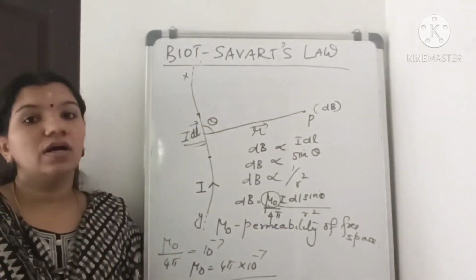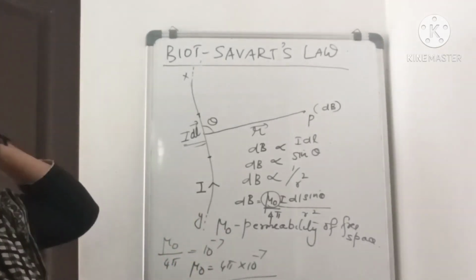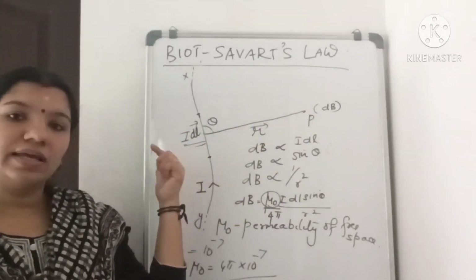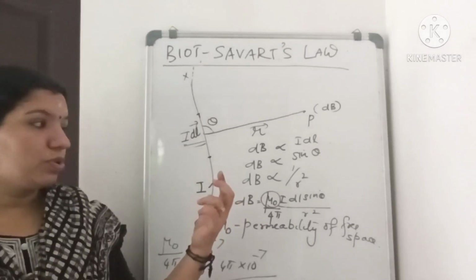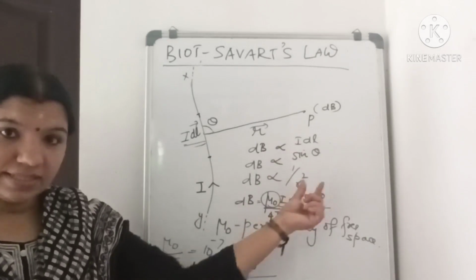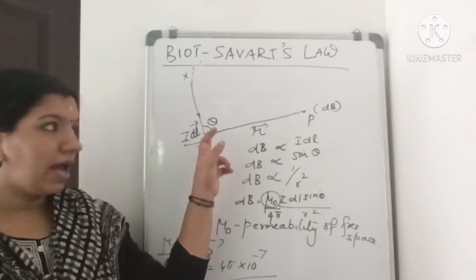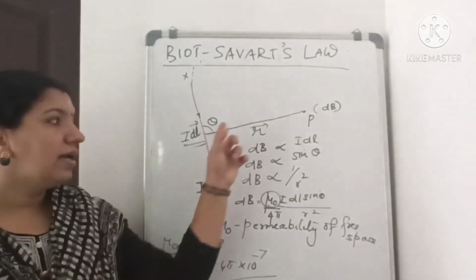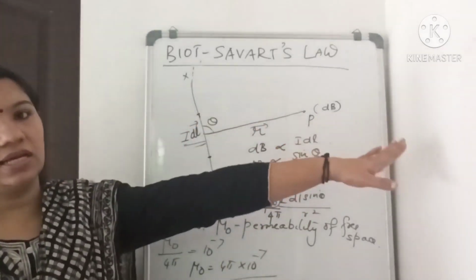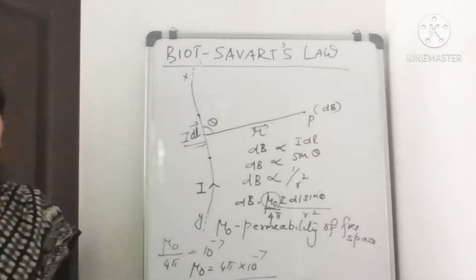So how can you state the law? Similar to Coulomb's law only. According to Biot-Savart's law, the magnetic field at a point near the straight current carrying wire is directly proportional to the current element. It is directly proportional to the sine of the angle theta between the line joining the point and the element, and also the current carrying wire. Then next, it is inversely proportional to r square. You know that as the distance increases, what will happen? The magnetic field decreases. So it is inversely proportional to the square of the distance.